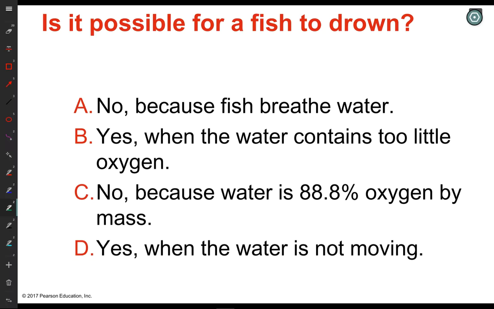Well, let's go through them individually, because I haven't analyzed them either. Number 1, fish breathe water. Well, no, they don't breathe water. That goes with C, saying that they'd be extracting oxygen from water itself. So then we have when the water contains too little oxygen, or when the water is not moving. There's a relation between those two. Anyone here have like a fish tank or pet fish? Used to. Okay. What do you do to keep your fish from dying?